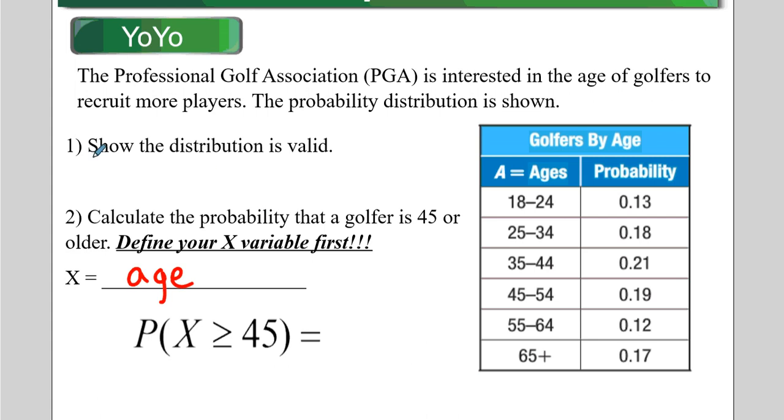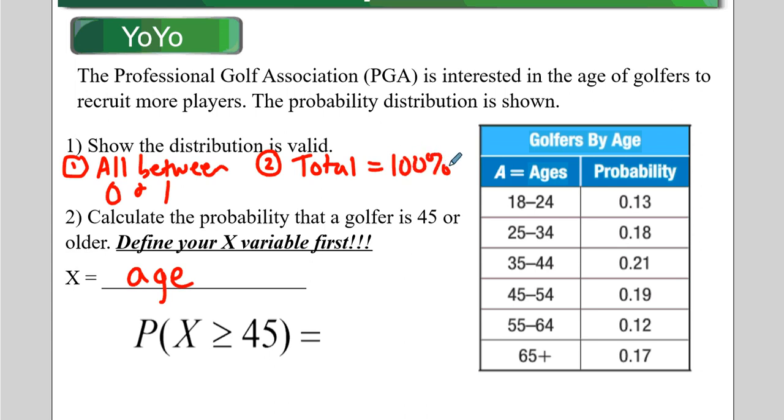Okay, welcome back. The first thing you need to do to show the distribution is valid is to show that all of these probabilities are between 0 and 1. So you'd say all between 0 and 1. There's nothing negative, nothing bigger than 1. The second one you should check is that these total to be 100%.